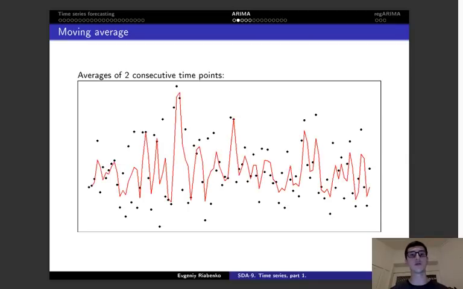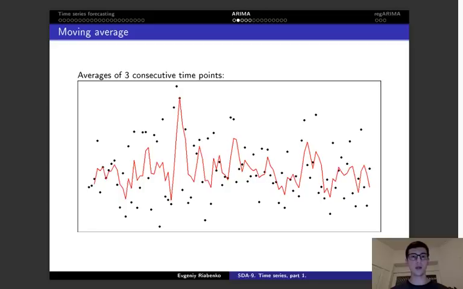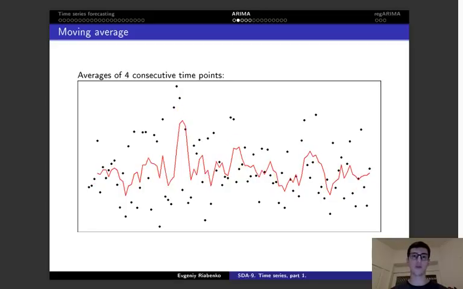If we take two consecutive time points and calculate their average, shown in red, we'll end up with some intermediate values, some averages between nearby dots, and we can visualize it. We can do the same for 3 consecutive time points, then for 4, and so on. And the more points we use to estimate this moving average, the closer our red graph will be to an actually stationary graph.